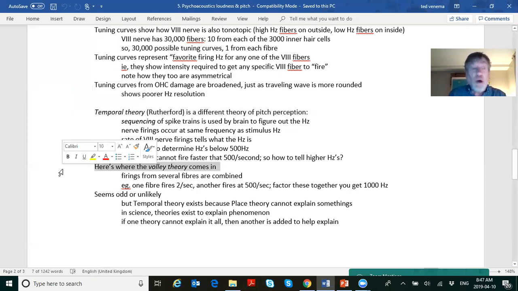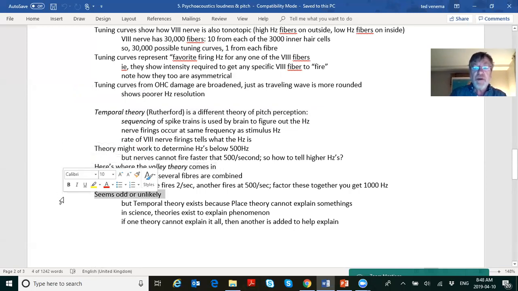How do you hear 1,000? Well, one fiber is going to fire at 500 hertz and another fiber beside it is going to fire at 500 hertz, 2 times 500 is 1,000. The volley theory. Yeah, seems odd or unlikely.